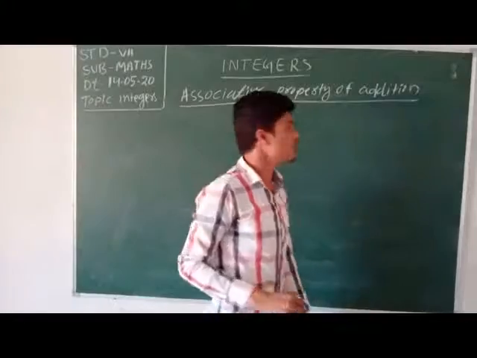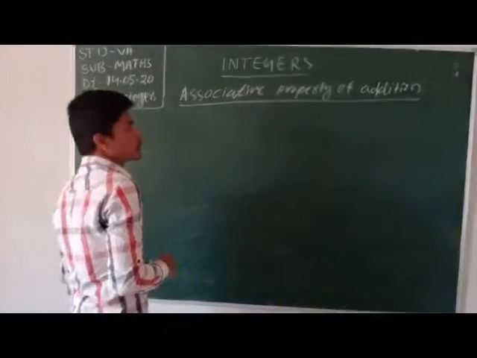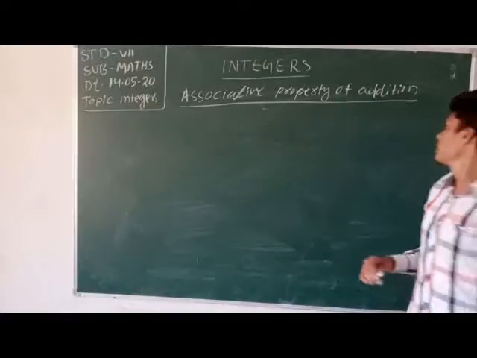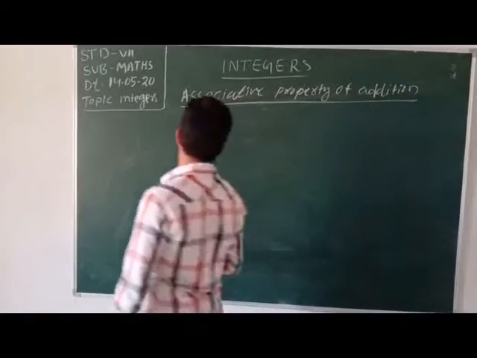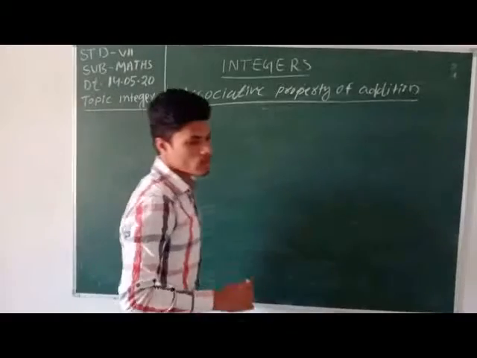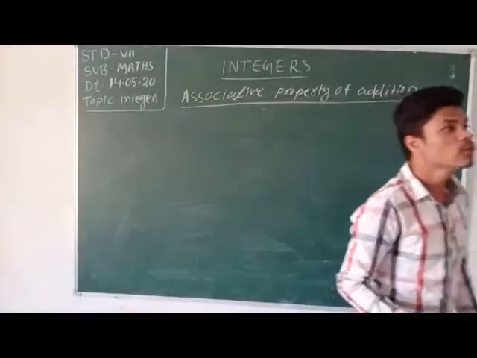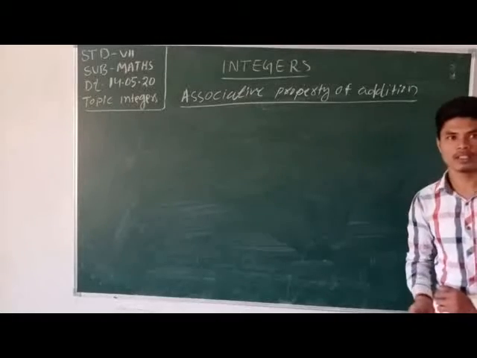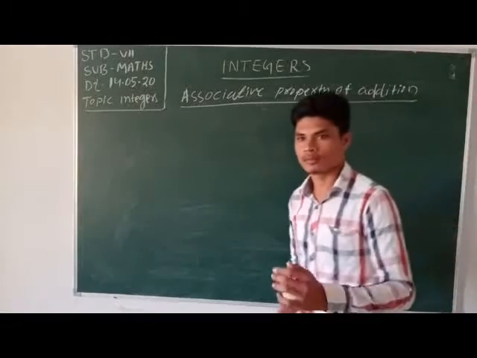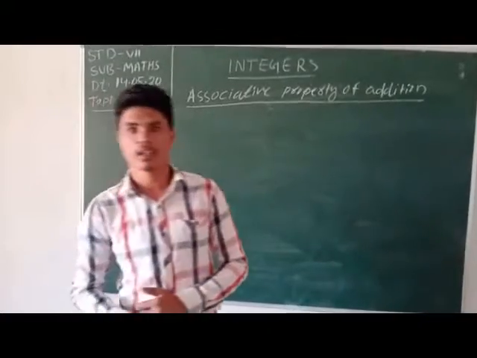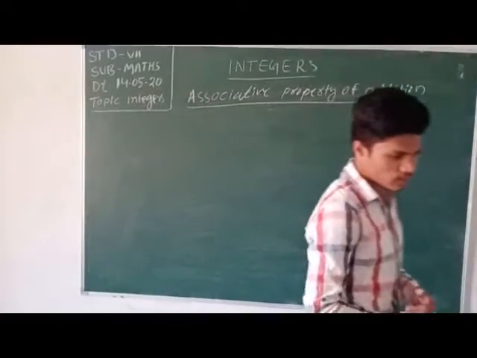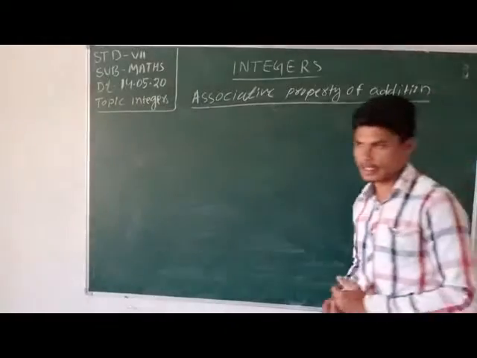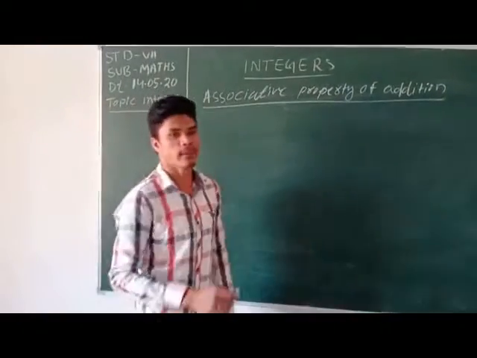See the associative property of addition for whole numbers and integers. The sum of two whole numbers is a whole number, which we can easily see. Clear? Now the associative property: three whole numbers can be added in any order.